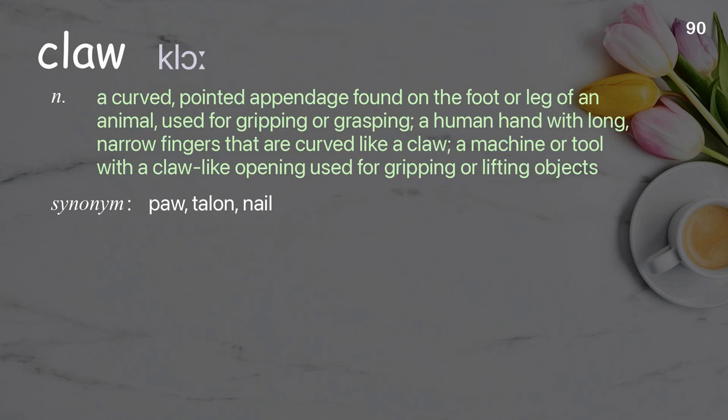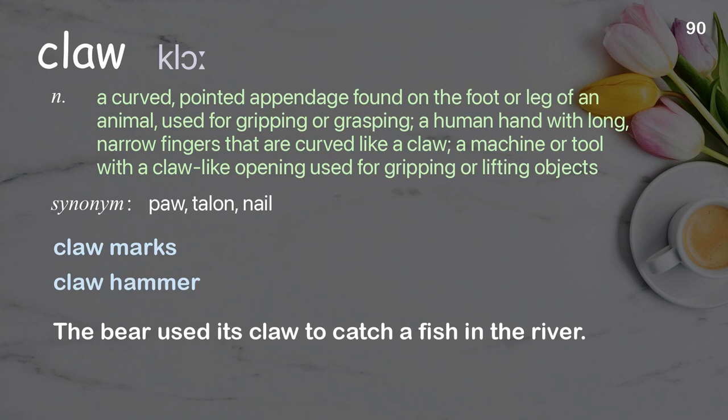Claw. A curved, pointed appendage found on the foot or leg of an animal, used for gripping or grasping. A human hand with long, narrow fingers that are curved like a claw. A machine or tool with a claw-like opening used for gripping or lifting objects. Examples: claw marks, claw hammer. The bear used its claw to catch a fish in the river.